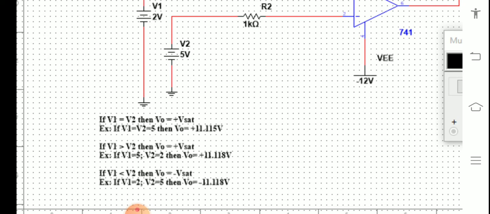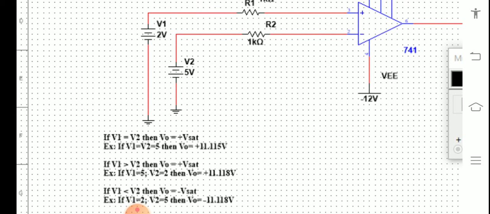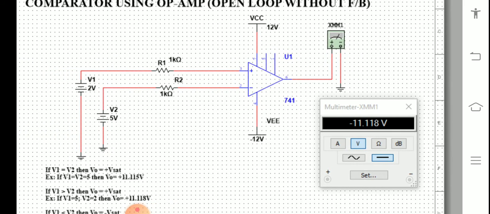If your V1 is less than V2, your output will lie at the negative V saturation value. For example, when you give V1 as 2 volt and V2 as 5 volt, your output voltage will appear in the multimeter as minus 11.118. Here I have shown that result. Whenever we give the VCC as 12 volt, your V saturation value will be near to your VCC. Here it is 11.11.